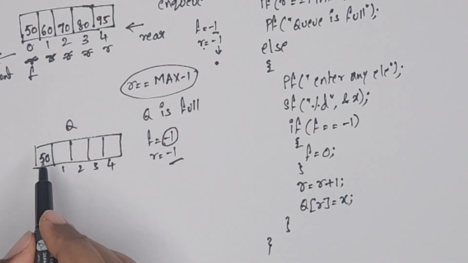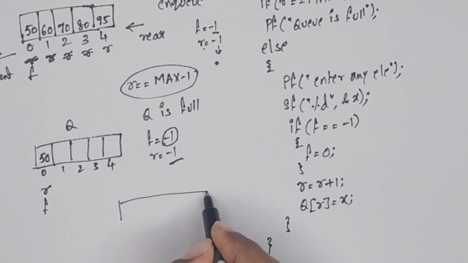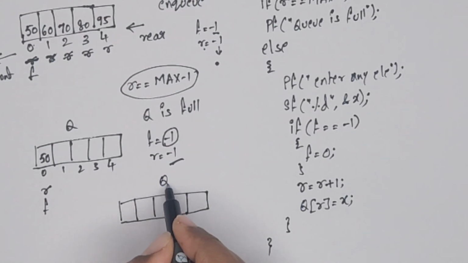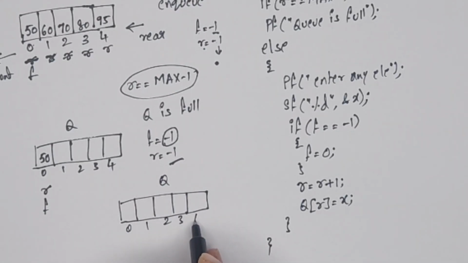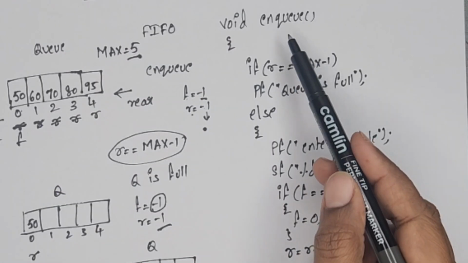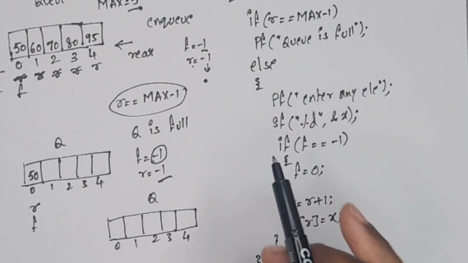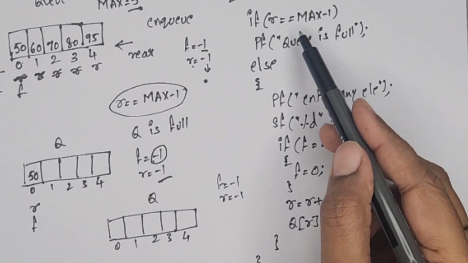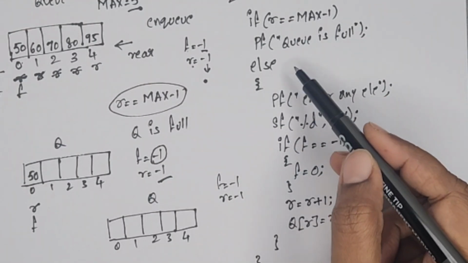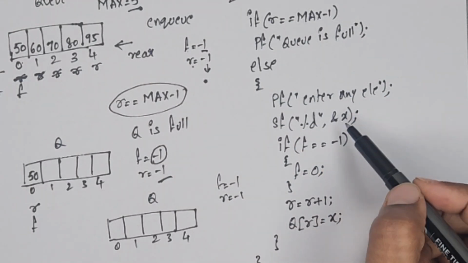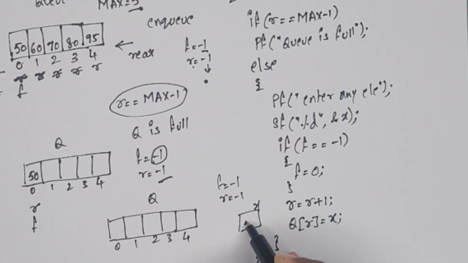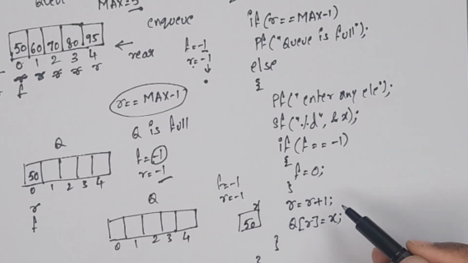Initially, we'll take one empty array again, so you can easily understand. The first time you call the enqueue function, front is minus 1 and rear is also minus 1. Now, is rear maximum minus 1? No, so it comes to the else part. Enter any one element that will be assigned to x. I'm going to assign 50. Now x becomes 50.